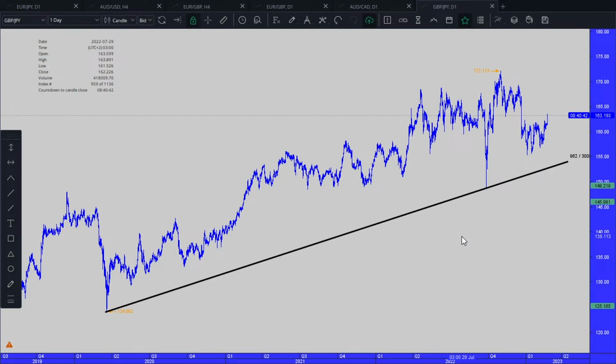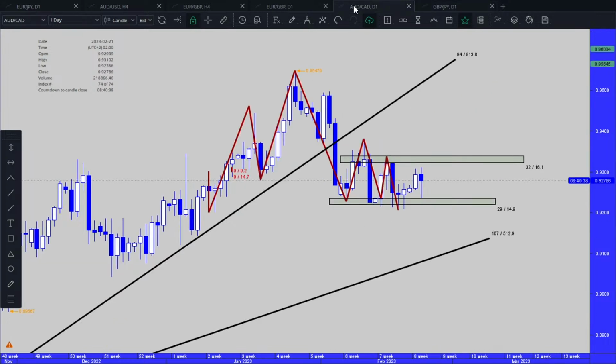What currency pair, Dimitar? Oh, AUD CAD maybe. Everybody give me a second.